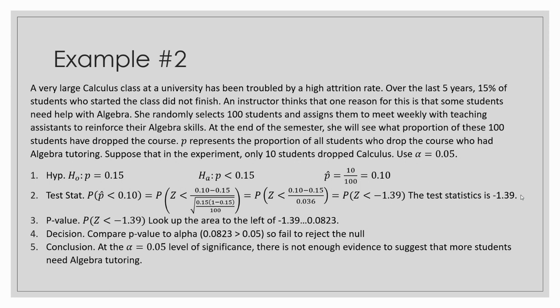There is not enough evidence. So the conclusion here is at the alpha is equal to 0.05 level of significance, there is not enough evidence to suggest that more students need algebra tutoring. So again, notice the structure here. We always state the level of significance. We always state whether there is or isn't enough evidence, and then we put it in the context of the problem. Very important for my students. You guys have all three of those components in the conclusion.